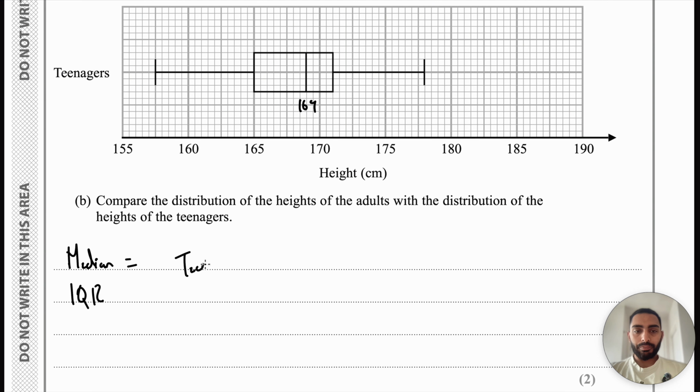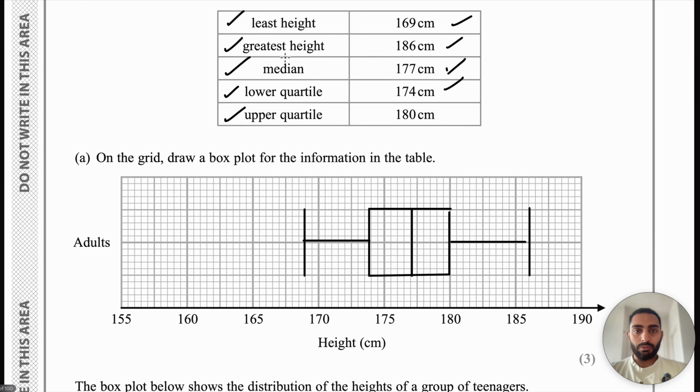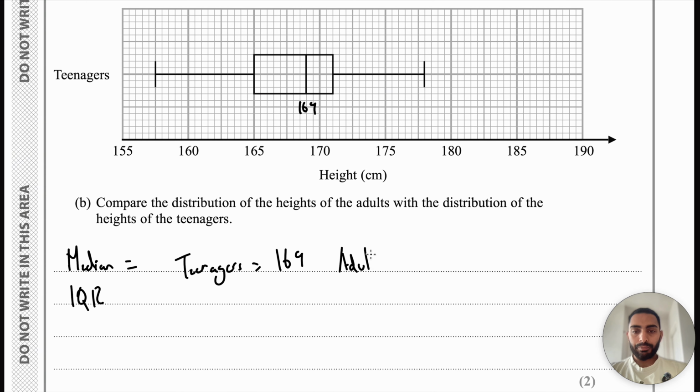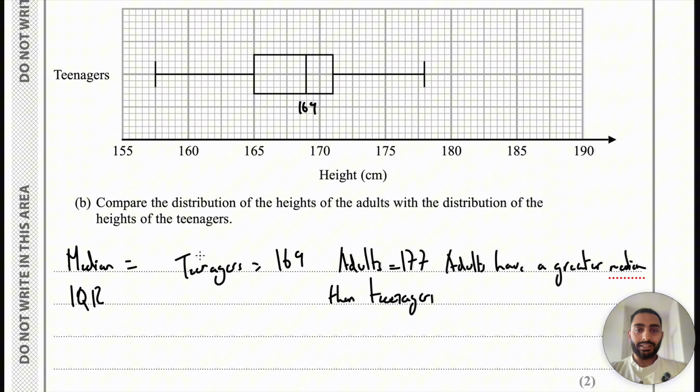So teenagers equals 169, and the median for the adults is 177. So that means the adults have a greater median than teenagers. We're next going to look at the interquartile range. So what does that mean? Interquartile range is just the distance between the lower quartile and the upper quartile. Or another way you can think about it is you're going to do the upper quartile minus the lower quartile.